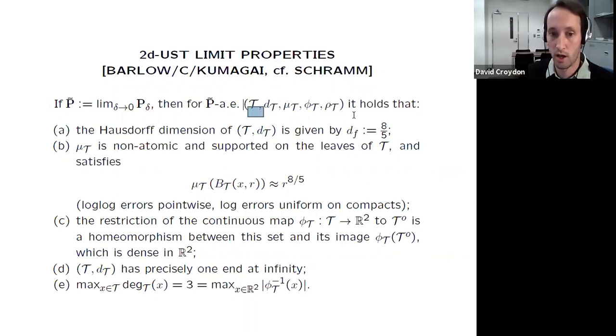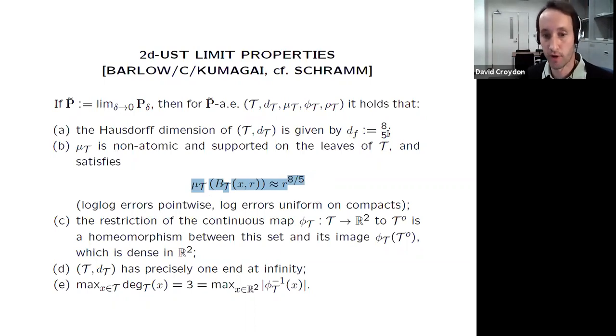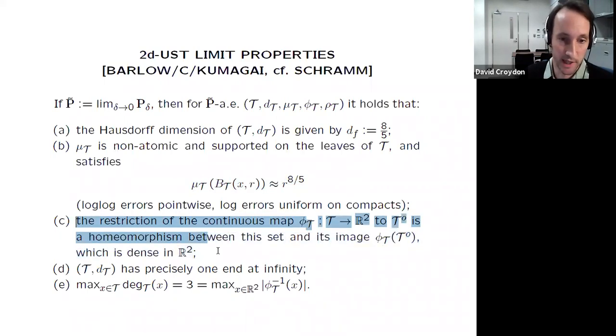So equipped with an embedding into R squared. It's got a measure on it. And we can check these estimates of Barlow and Masson, they transfer into the limiting space in a natural way. So we have these volume estimates, and these of course immediately tell us that the Hausdorff dimension is 8/5, as you might have guessed. And also I should say that we can recover from this topology many of the topological properties that Schramm noticed.